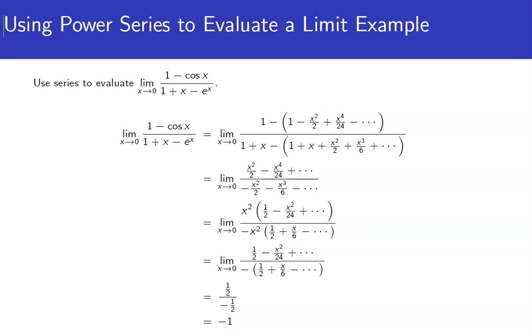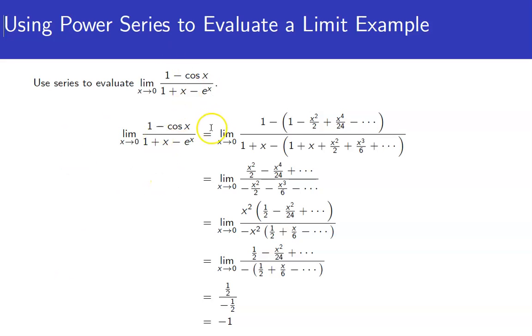simplify things. Certainly we cannot just plug in 0 for x because we get 0 over 0, which means we need to do more work. In this case, the more work will involve plugging in some power series and seeing that we'll be able to factor out some powers of x that will cancel, and then we'll be able to evaluate the limit.